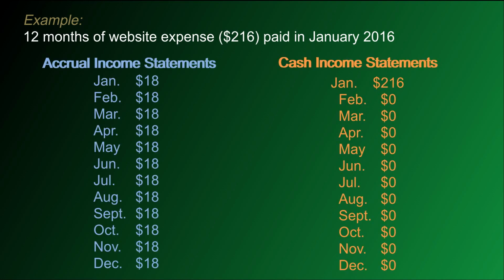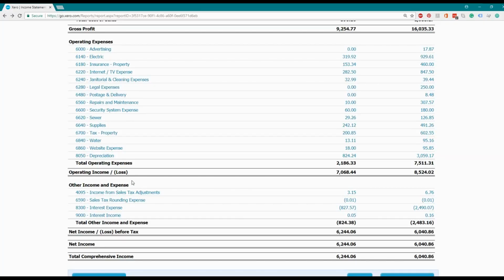But again, so that January's income statement is not out of whack, we don't want to put $216 in January because a lot of that money was for later in the year. So what we do is divide 216 by 12, and it comes out to $18 per month is how we should split that expense up, so that when we look at each month, we see what the business had to pay for internet on that month, even though the actual cash was dispersed back in January.